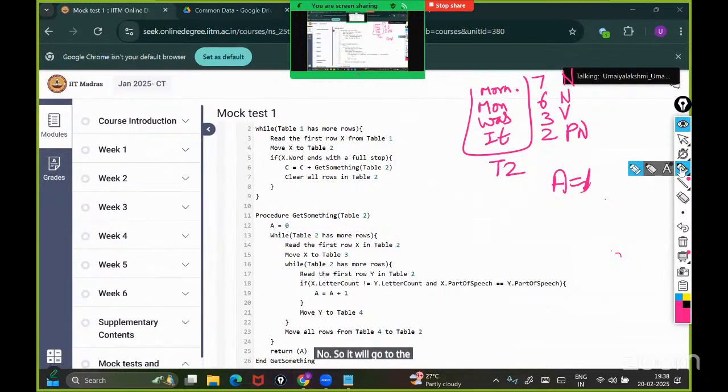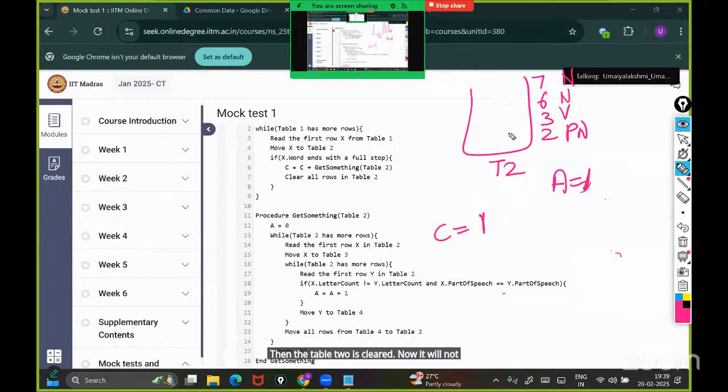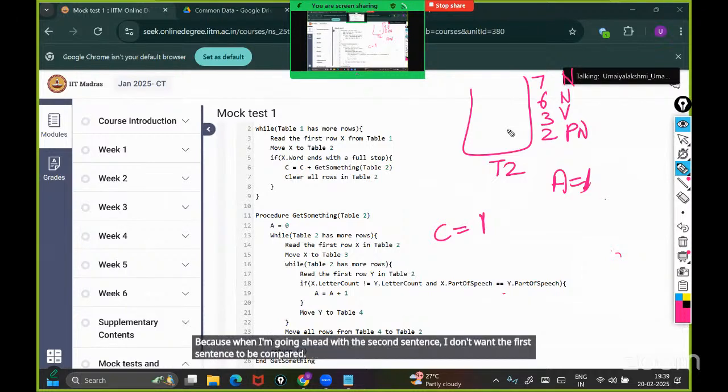So in C, what is given? C is equal to 1 is added. Then table 2 is cleared. Now it will not contain any sentence, because when I'm going ahead with the second sentence, I don't want the first sentence to be compared. That's why we are clearing this.